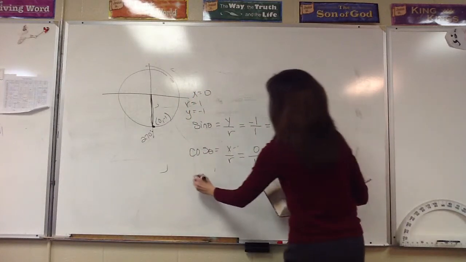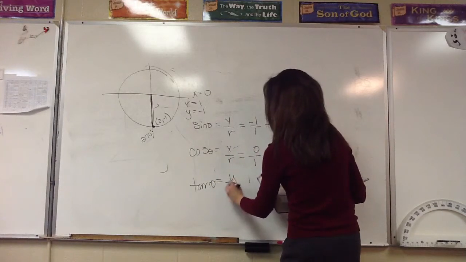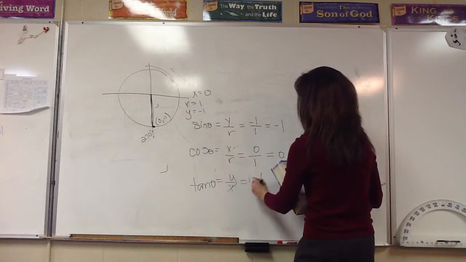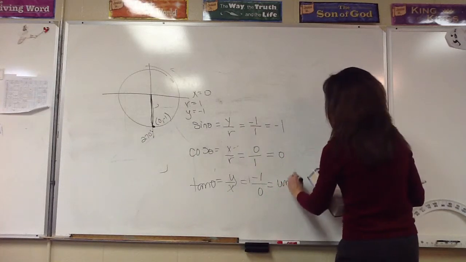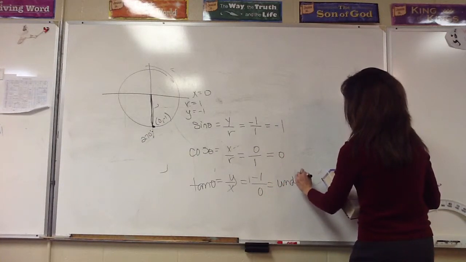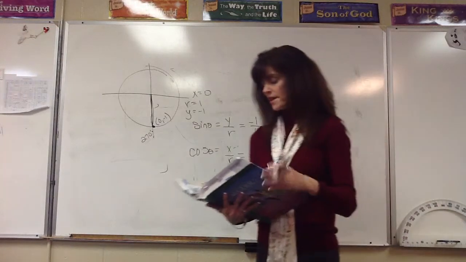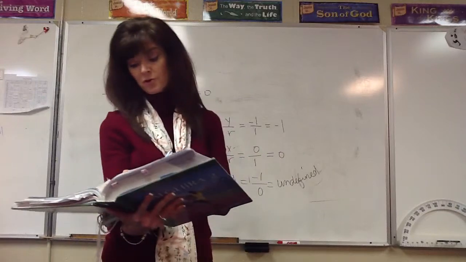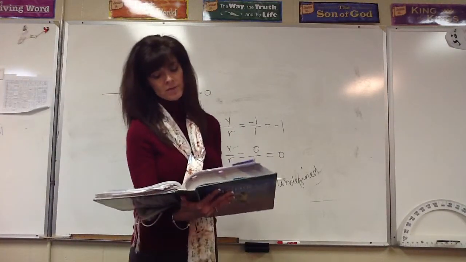And then tan of theta is going to be equal to y over x. What is y? -1. x is 0. Guess what? It's undefined. So that is how we use the unit circle here, and we'll go over more of these on Friday when you come in.